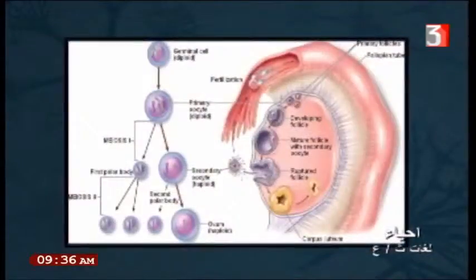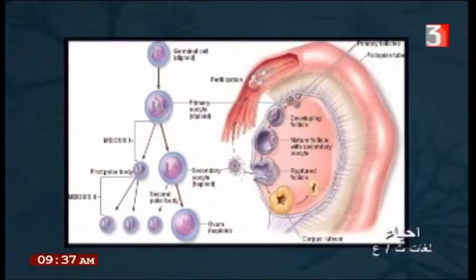Okay. Also, this is the structure of the fallopian tube. The cilia of the fallopian tube pick up the ovum from the ovary and push it inside toward the uterus, allowing fertilization to occur. First, it is described that there is a germinal cell.